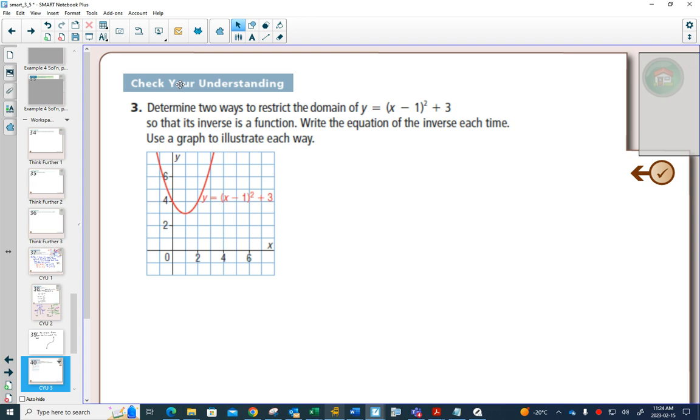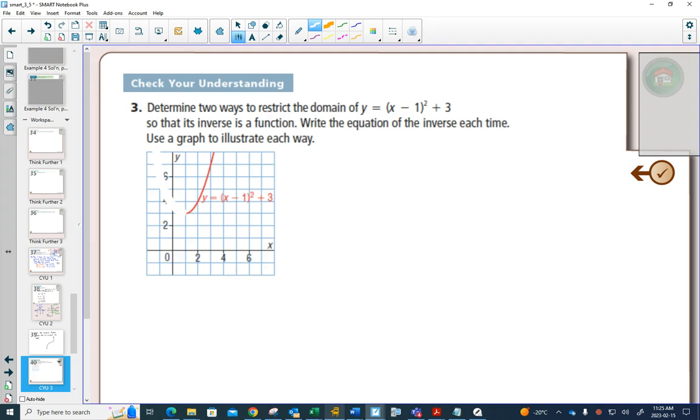So the first thing they want you to do is they say, determine 2 ways to restrict the domain so that its inverse is a function. In other words, they're saying, and you don't do this on yours because I don't think you have an eraser, but could I erase some of the graph so it passes the horizontal line test? And with a parabola, can you see if I erase half of it? Now it passes the horizontal line test. I could either erase the 1 half or the other half.